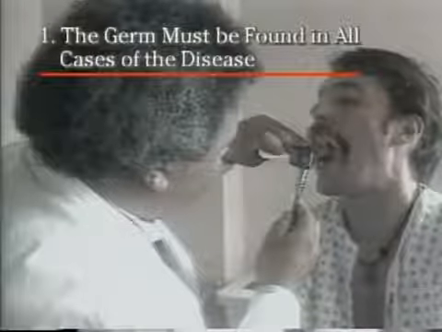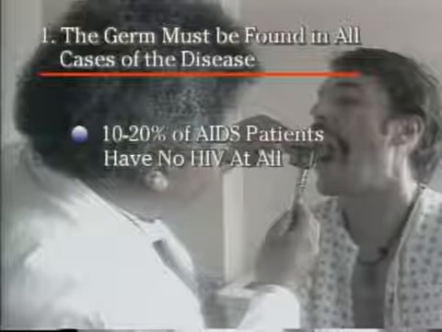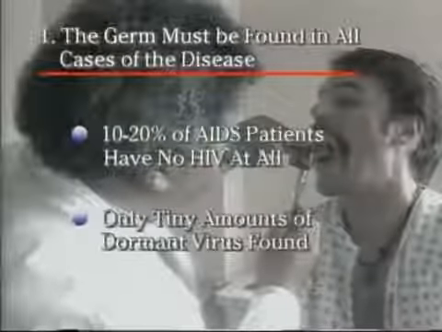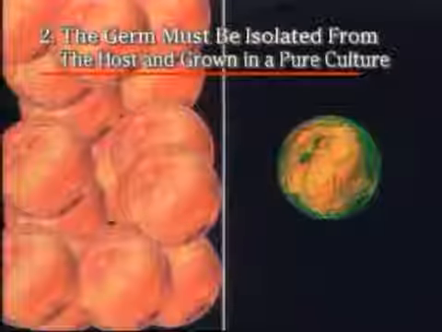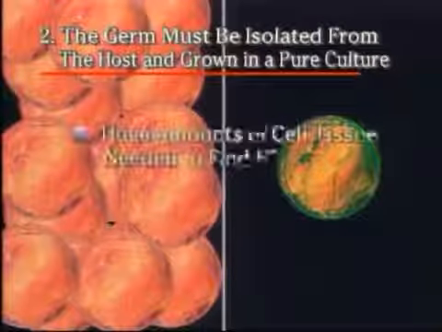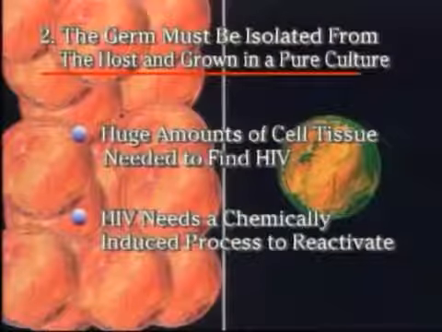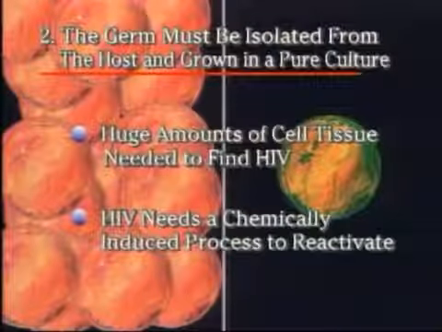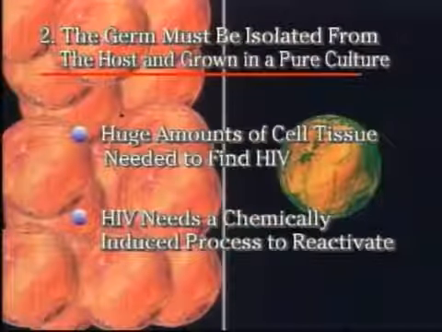HIV fails postulate number 1 because 10 to 20% of all AIDS patients have no HIV at all. When HIV can be found, it is only in very small amounts and usually dormant. HIV passes postulate number 2 only on a technicality. It can be isolated, but it takes huge amounts of cell tissue to find it. Then a difficult chemically induced process is needed to reactivate the virus. By contrast, large amounts of active virus can easily be found with other diseases.